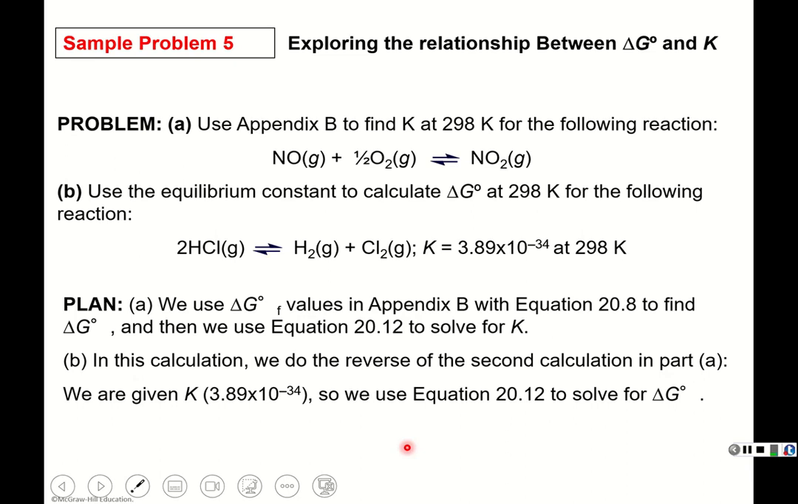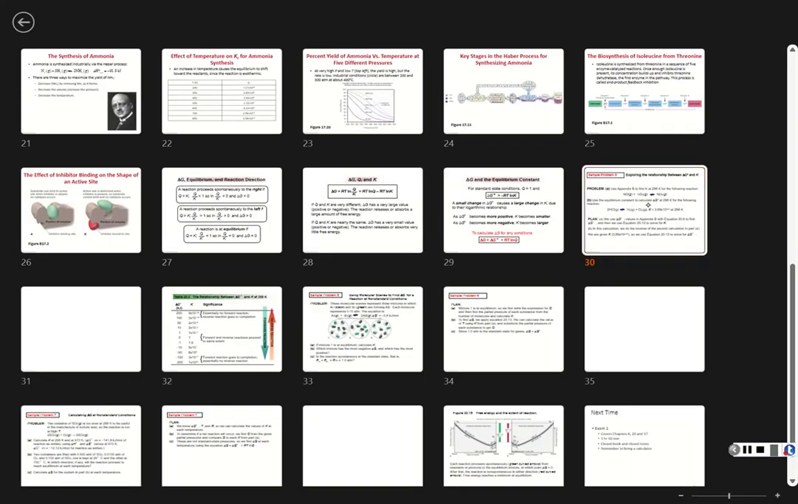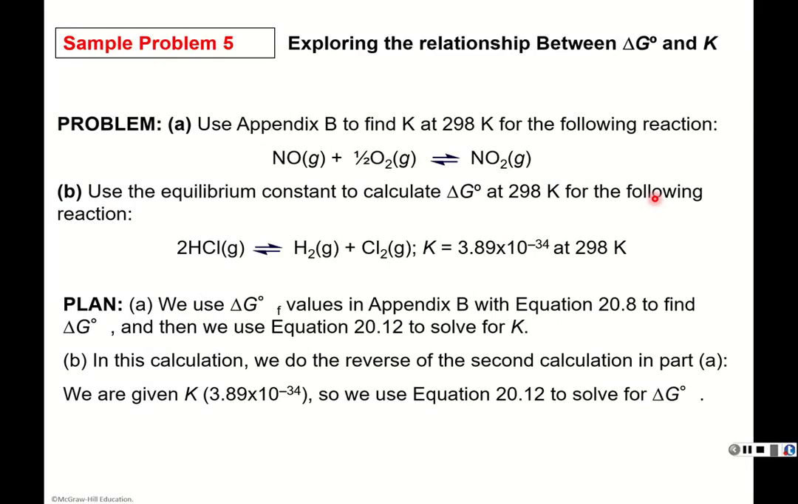Okay, so let's use this and try some practice problems. We have NO plus 1/2 O2 gas goes to NO2. The first part: use Appendix B to find K at 298 Kelvin for the following reaction. So let's switch to the pen. So part A.